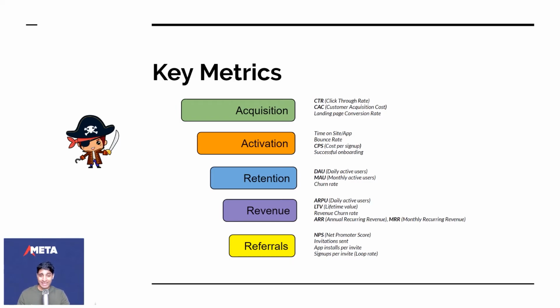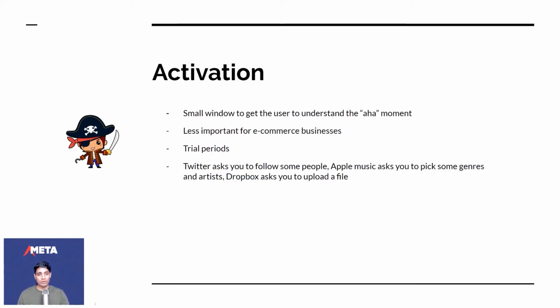But we're going to get right to the activation part of things, right? So there's a small window to get the user to understand the aha moment, right? So like I said, all products have something called an aha moment, right? Which is use it and you just get what it does. Every product needs to have this. So this is the cool function, the cool feature.